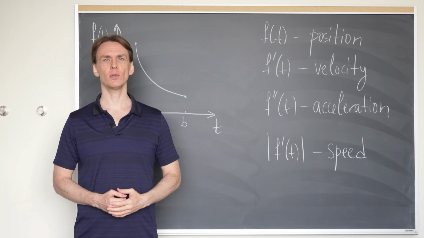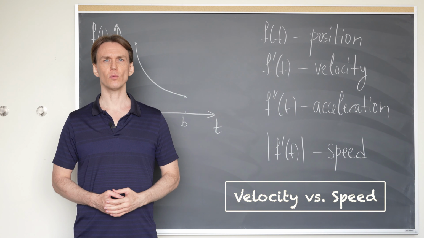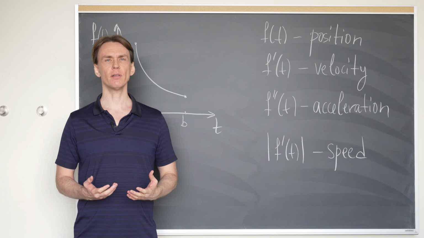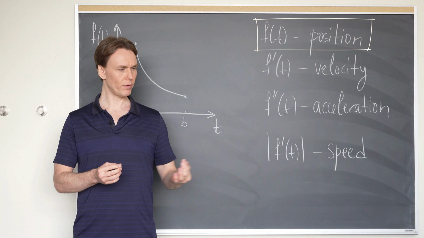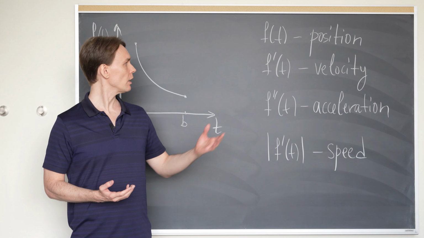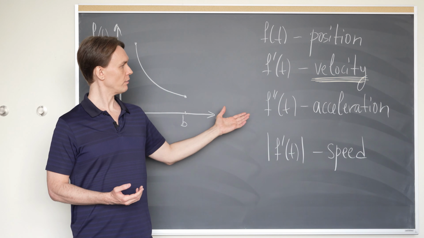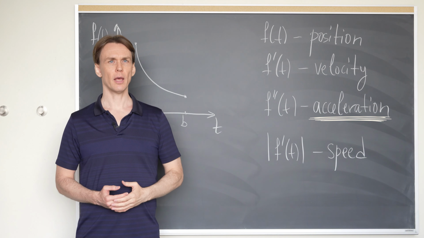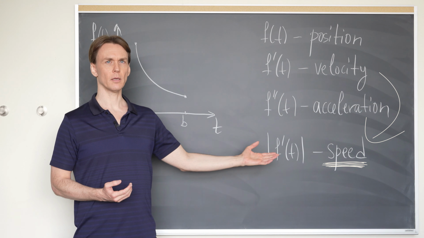In this video, I wanted to point out the difference between the velocity and speed. So often when we talk about some function f, we can think of it as a position of some object moving along a straight line. And in this interpretation, the derivative is called the velocity, the second derivative is called the acceleration, and then the absolute value of the velocity is called speed.